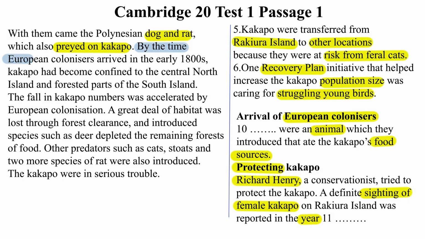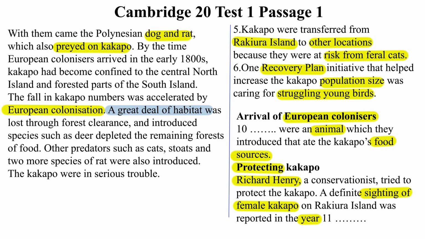By the time European colonizers arrived in the early 18th century, kakapo had become confined to the central North Island and forest parts of the South Island. The fall in kakapo numbers was accelerated by European colonizers. Here European colonizers is an indication for question number 10, fill in the blanks.